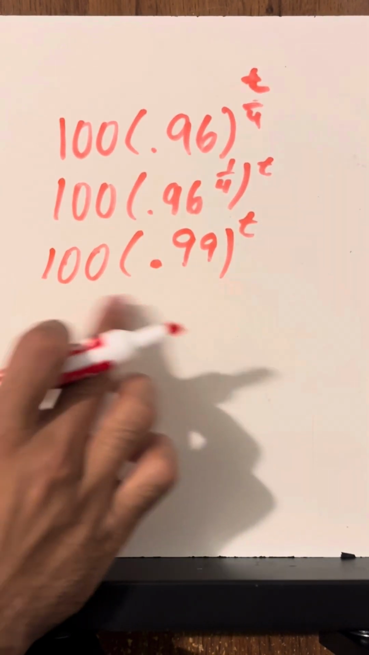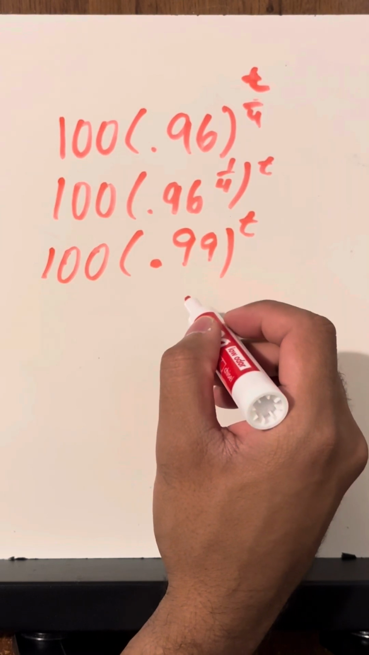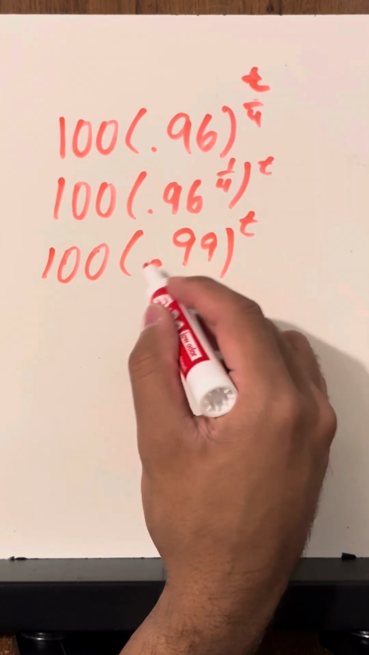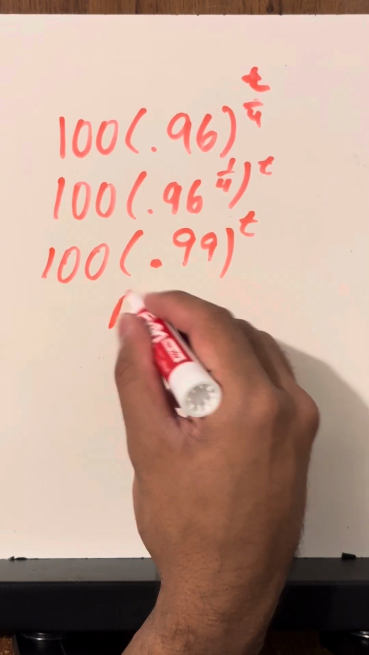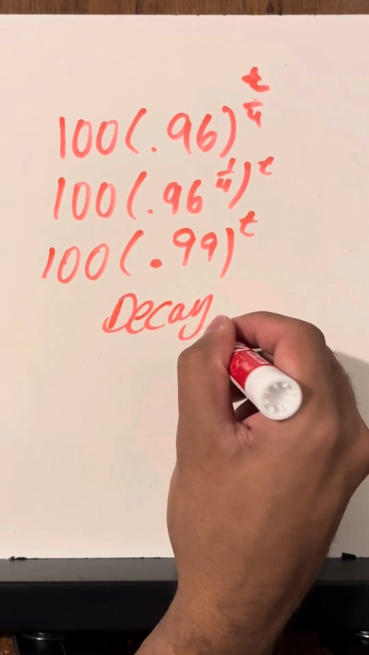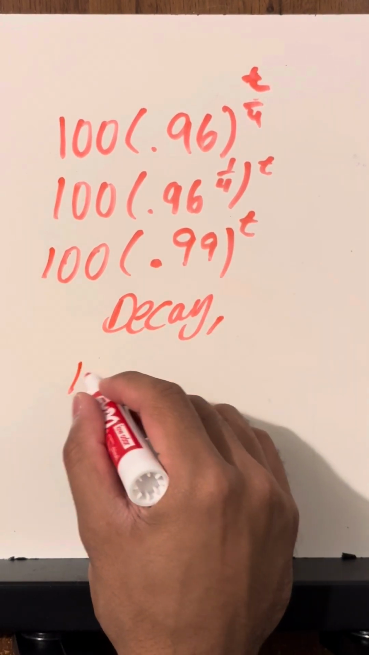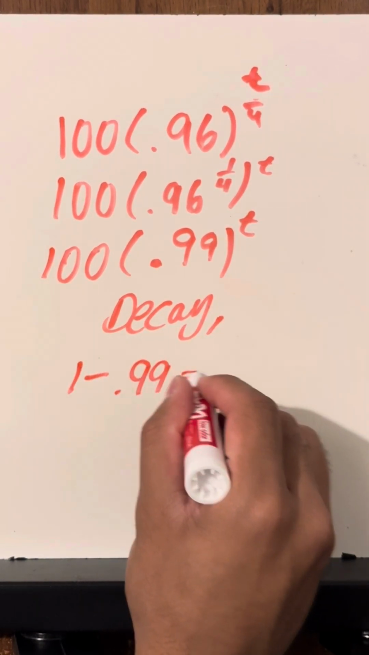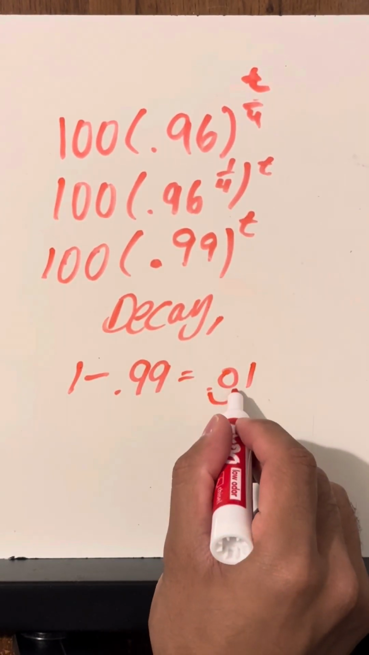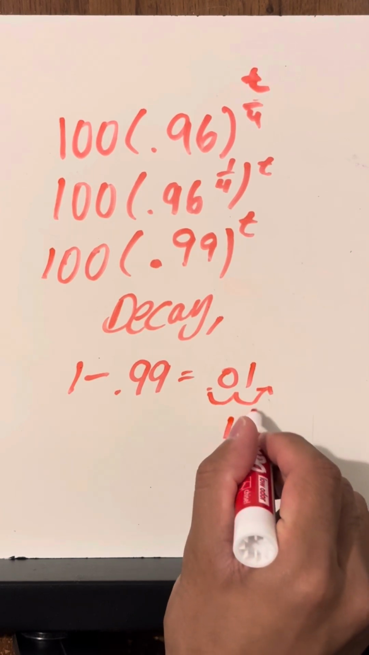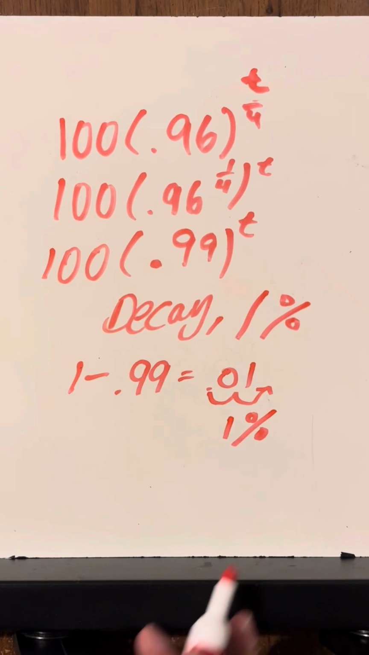The next thing we need to determine is, is this exponential growth or exponential decay? The way to determine that is to see, is this number less than 1 or greater than 1? In this case, 0.99 is less than 1, so we say that it's exponential decay. We also need to see how much it is decaying by. So let's find what is 1 minus 0.99, and that is 0.01. How do we change 0.01 to a percentage? We have to move the decimal spot 2 to the right. We get 1%. So the answer is that it's decaying by 1%.